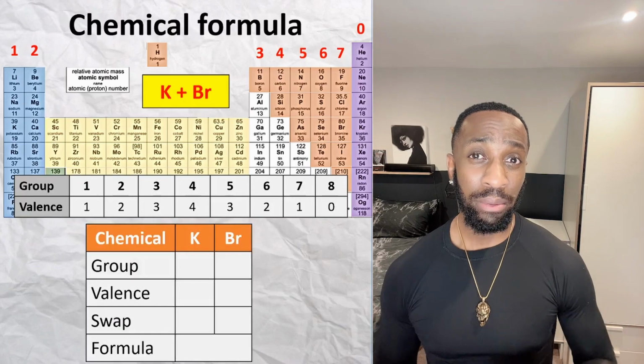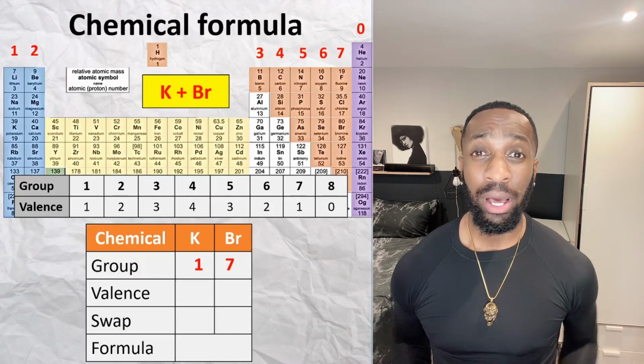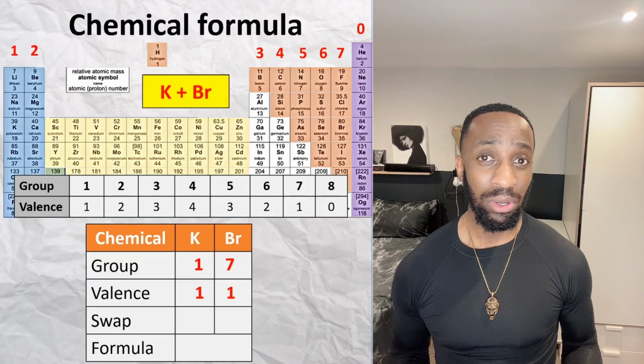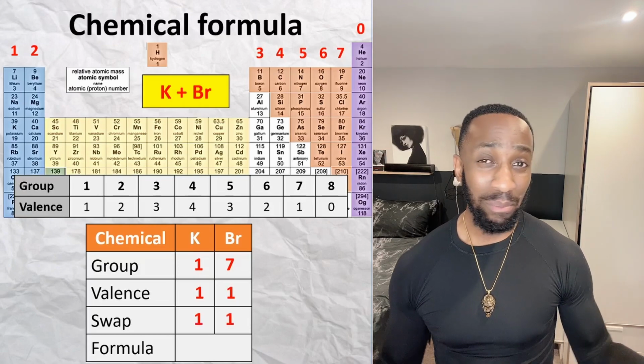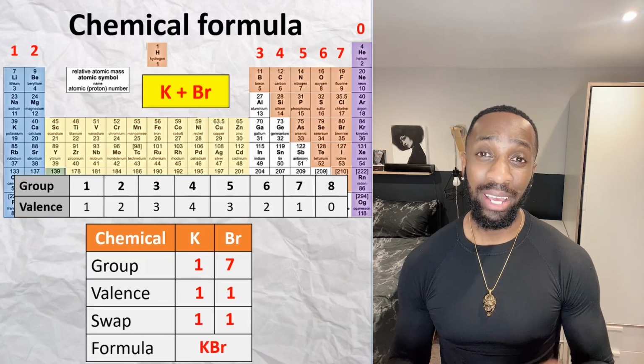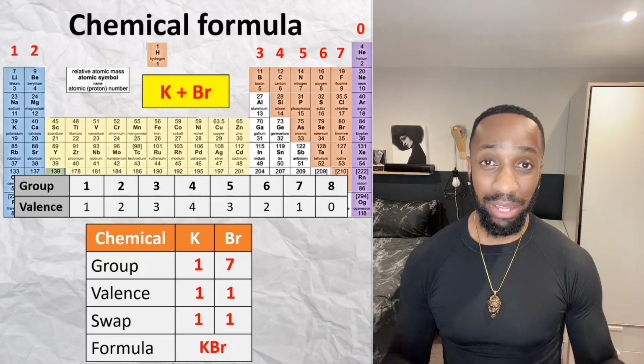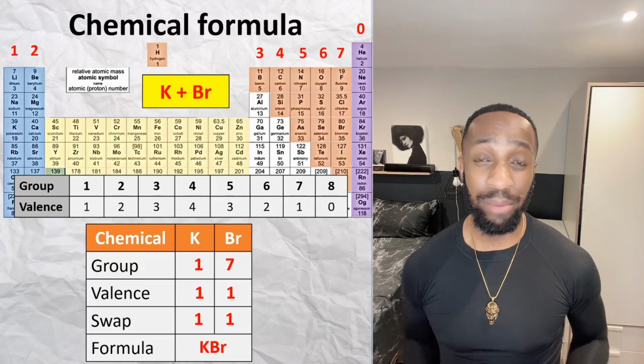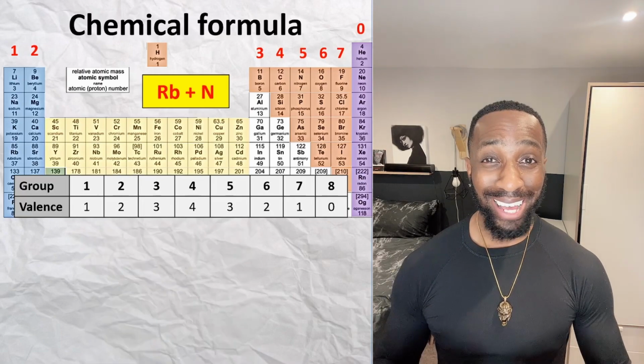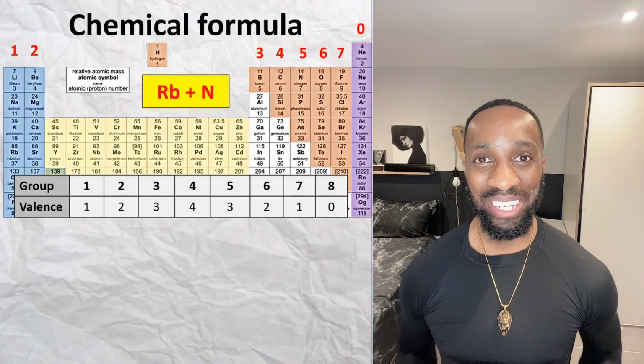Potassium is in group 1, bromine is in group 7. So they both have a valence of 1. There's no need to swap the numbers around. The numbers are the same. So we just literally write KBr. Remember, we leave out the 1s. And also, if the valences are the same, you leave the numbers out as well. Not gonna lie, this one's gonna look a little bit weird, but have a go at this example.